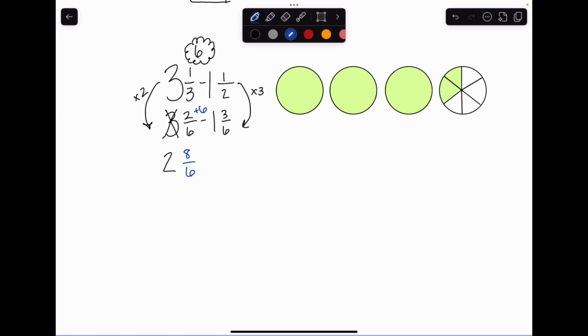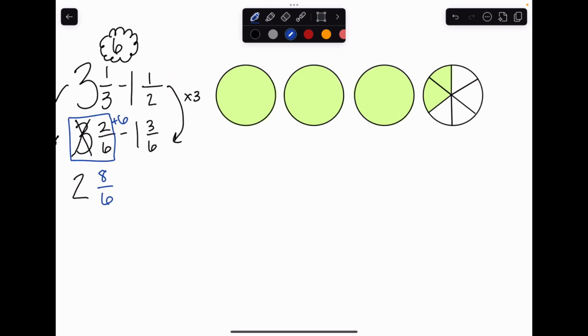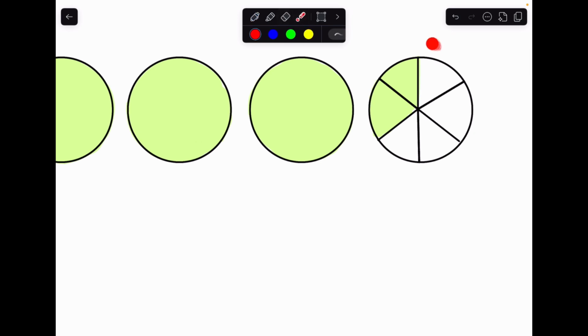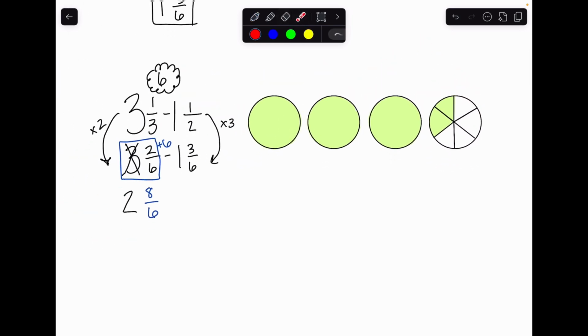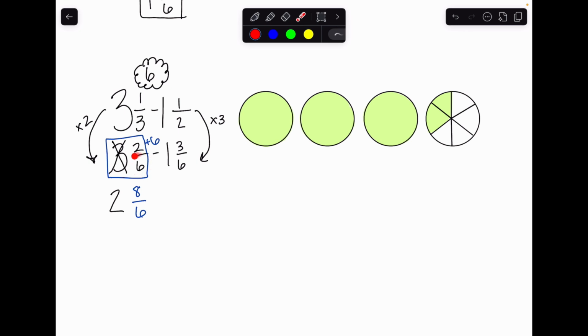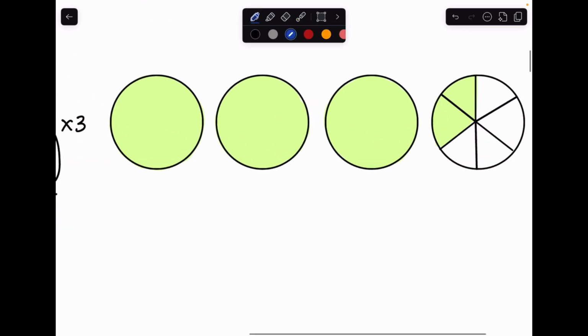So over here on my model, I've got 1, 2, 3 wholes plus another 2/6, which is from this number right here. Whenever I'm taking away one of my wholes, what I'm really doing is I'm chopping it up into the same amount of pieces as my other model. So I'm going to chop this up into the same number as my denominator. So in this case, it's going to be 6ths.